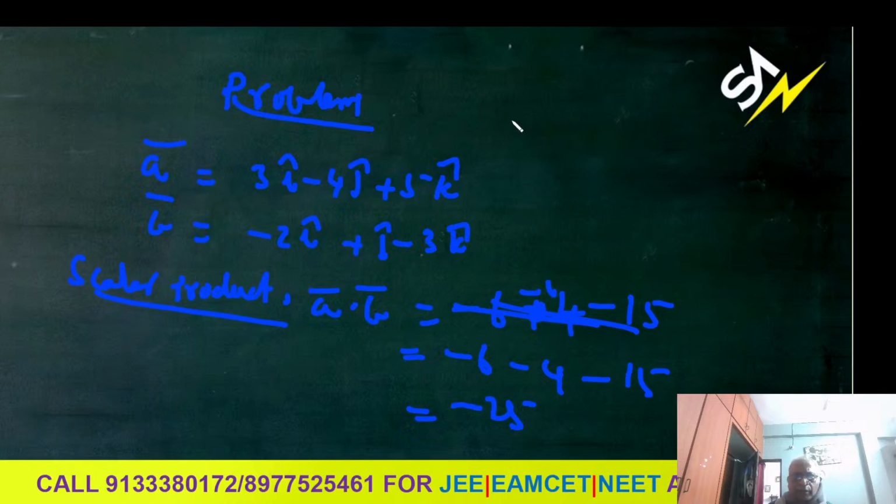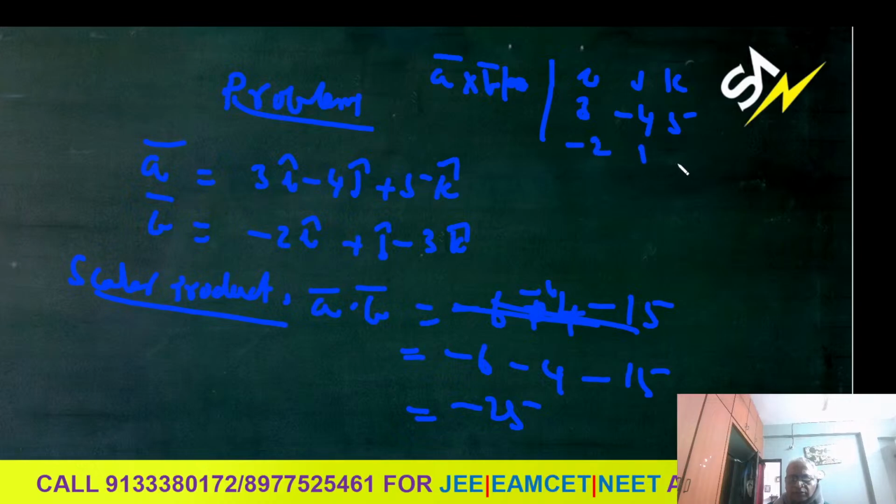How do we do the vector product? A bar cross B bar. You have to take the determinant with the elements i, j, k in the first row, then 3, minus 4, 5, and then minus 2, 1, minus 3. You know the determinant from mathematics. I'll tell you how to do the determinant.